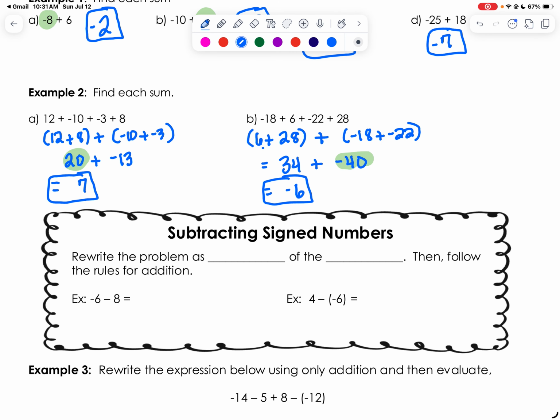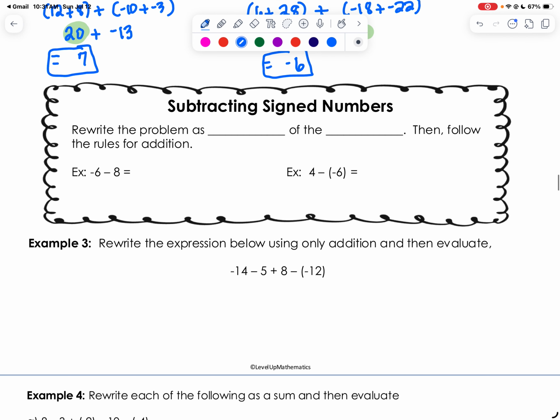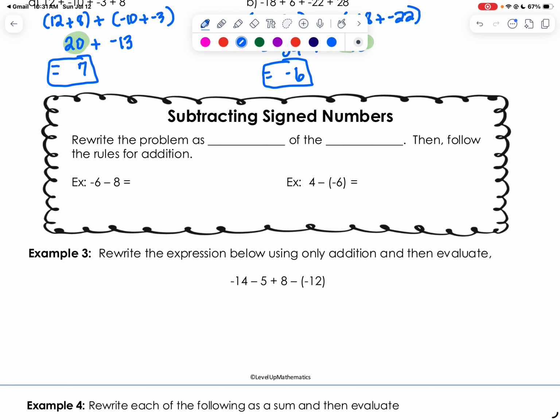Now, when we're subtracting signed numbers, you're going to first begin by rewriting the problem as addition of the opposite. So you rewrite every subtraction problem as an addition problem. Then follow the rules for addition. Now, here's what this means.